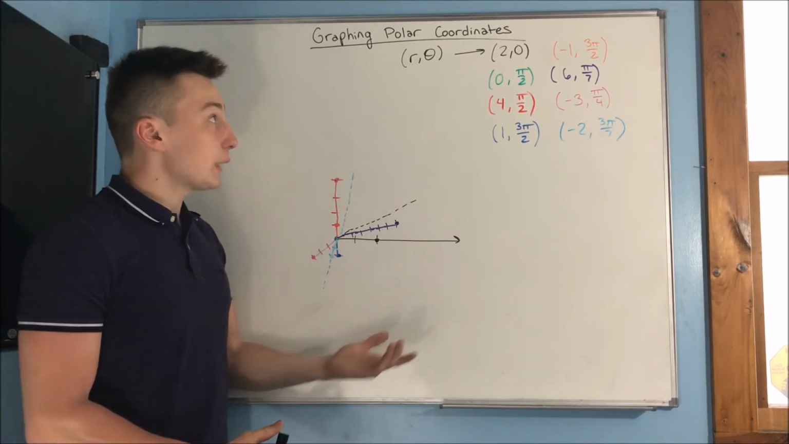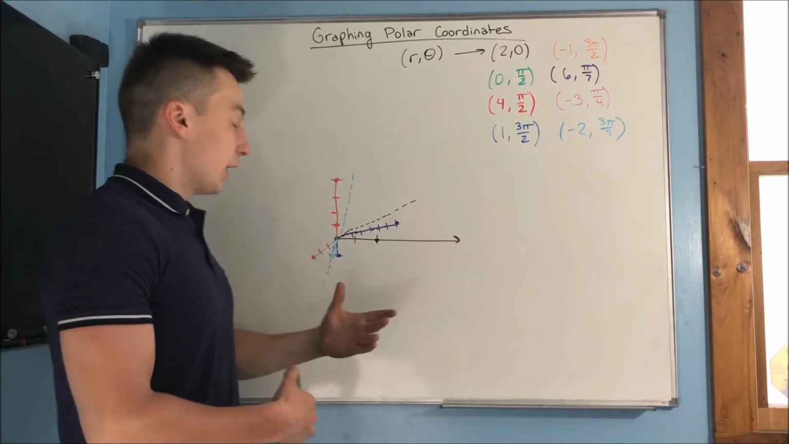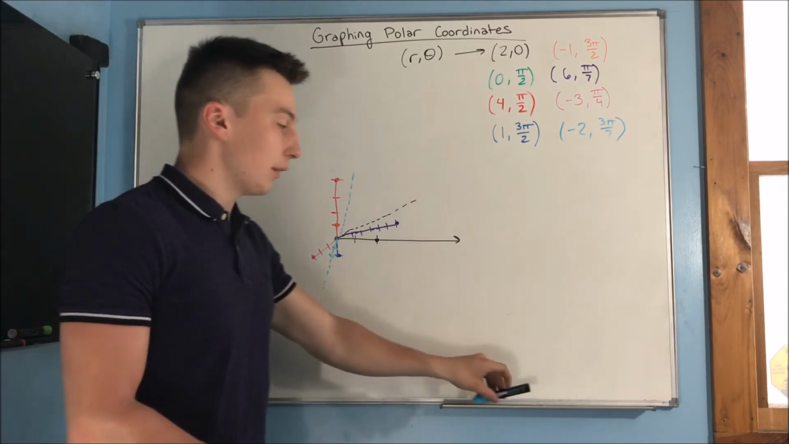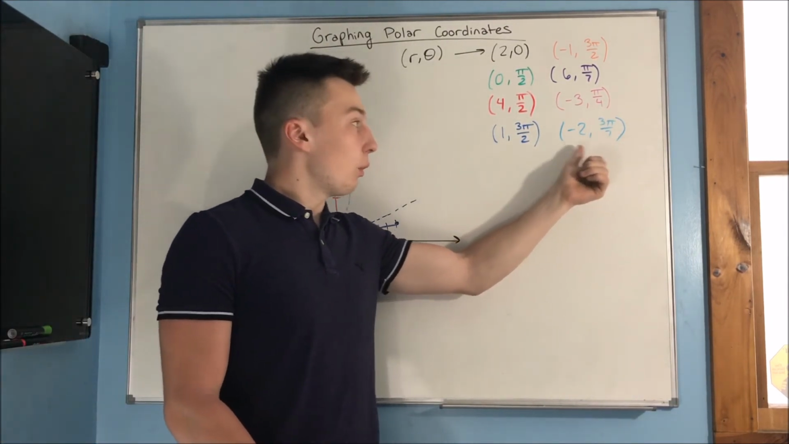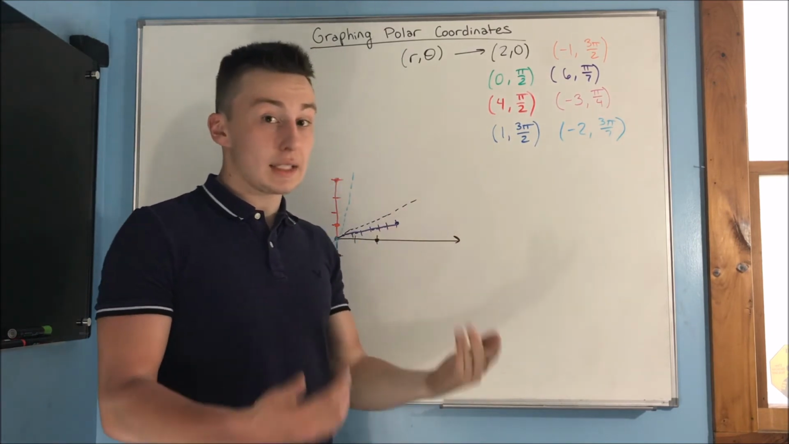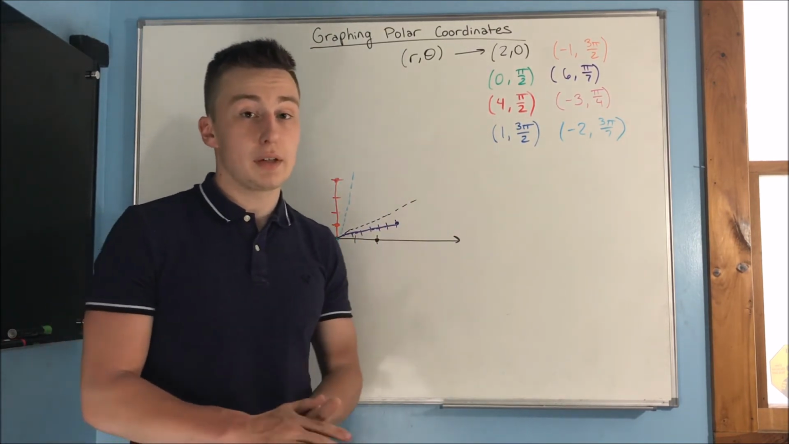Okay? So that's basically it for this video, okay? It's not really anything too hard. I mean, the only things that you might see is an angle that you're not super familiar with, or you're gonna see your radius as a negative number, which means you're just going in the opposite direction.